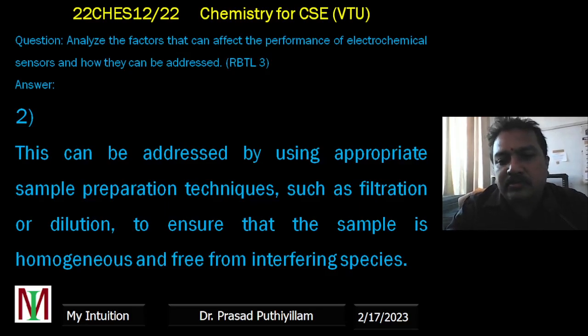A very concentrated solution may not produce the result properly. A proper dilution means adding water, mainly distilled water. A proper dilution can also be done based on the sensing ability of the device. Otherwise it will be disturbed, and the sample should be homogeneous. Homogeneous means it consists of only one phase. Heterogeneous means two or more phases are there. Therefore there will always be a variation in the composition that will interfere with the result.